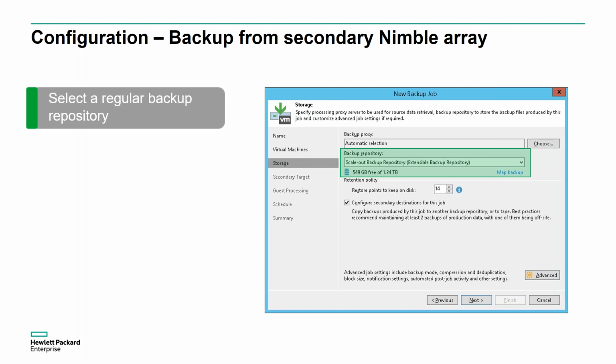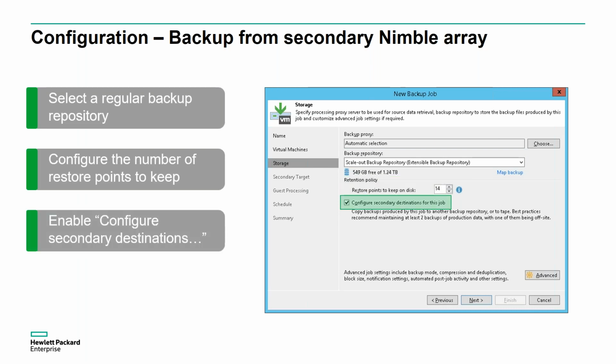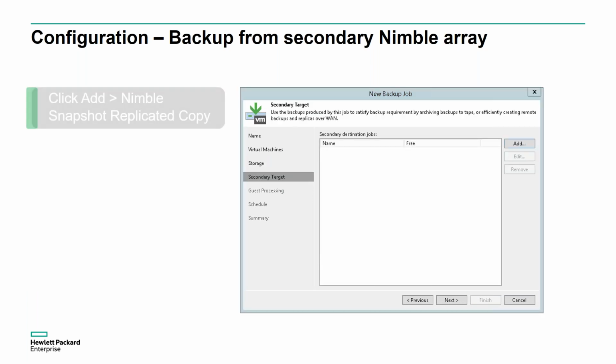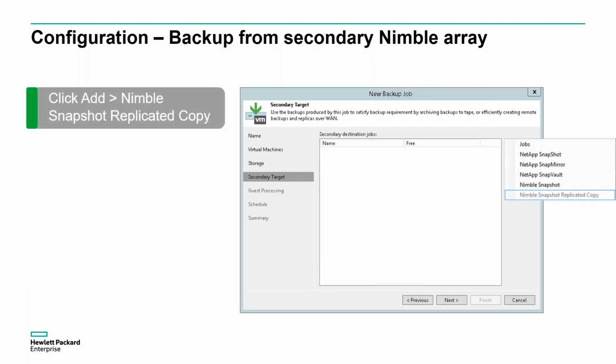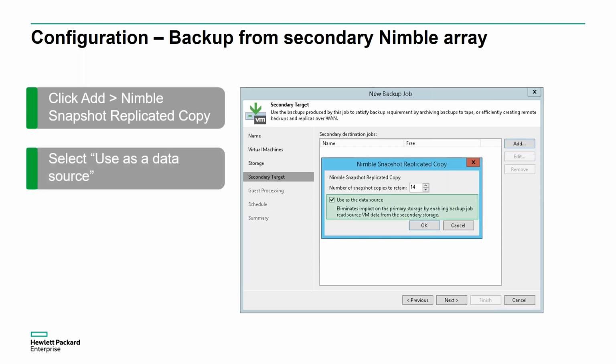So we would be able to select a regular backup repository because we of course want to take a backup, and then we configure the number of restore points, but we then enable that secondary, but we choose a slightly different option once we click on add. Because what we actually want to do is we want to take the source of the backup from a Nimble snapshot replicated copy, which would be over on the secondary array. And again, we can keep that snapshot on the secondary array and keep a retention of that also. So we would be able to use that for the data source.